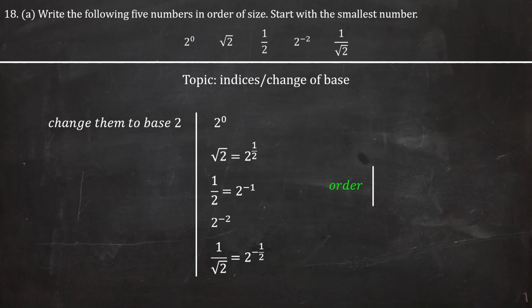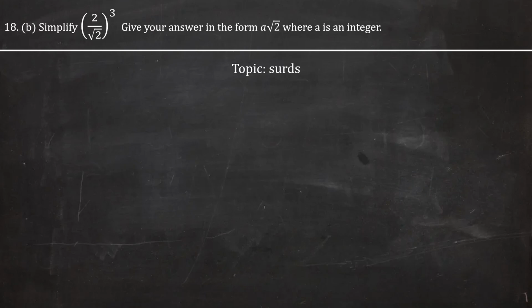So the smallest one is going to be 2 to the minus 2. Then the next one is going to be 2 to the minus 1, which is a half. Then it's going to be 2 to the minus a half, which is 1 over root 2. Then it's going to be 2 to the 0. Then 2 to the 1 over 2, so root 2. Done. Question B. Simplify 2 over root 2 to the power of 3.